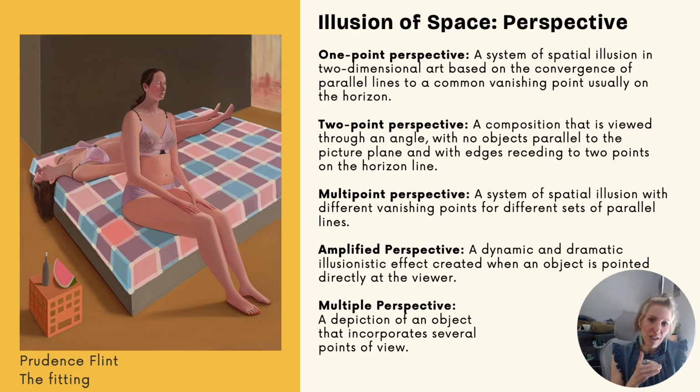If we look at this image on the left here, Prudence Flint's painting, The Fitting, what kind of perspective do you think she is primarily employing? Is it 1 point, where everything's moving and meeting at 1 point, like an open road? Is it 2-point, where you're looking at the corner and the edge, and the points are meeting at 2 distinct points on the horizon line? Is it multi-point, amplified, or multiple? What do you think?